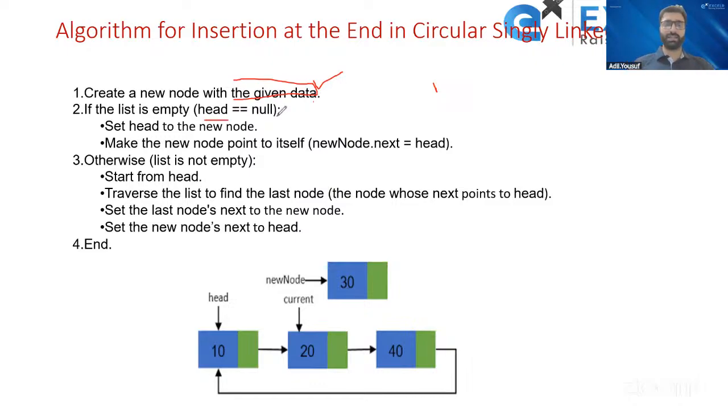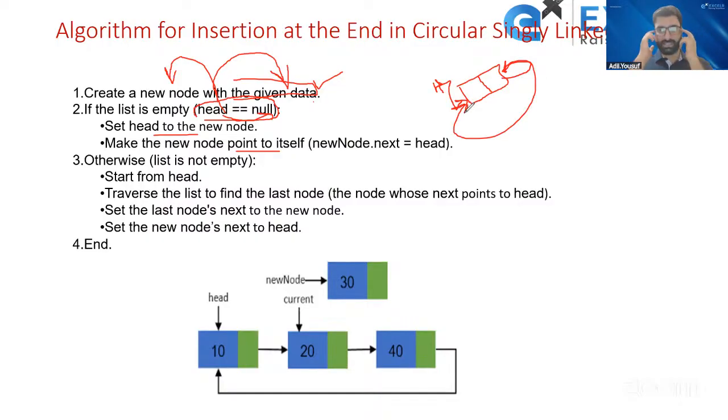So that is what we will be checking. If head is null, again I am saying, if head is null, it means the list is empty. So we will set this head, which was pointing to null till now, to the new node that we have created. And this node will now point to itself, meaning this is the only node now. Initially head was pointing to null, meaning nothing there. Now head is pointing to this new node, and this new node will point to itself, right?